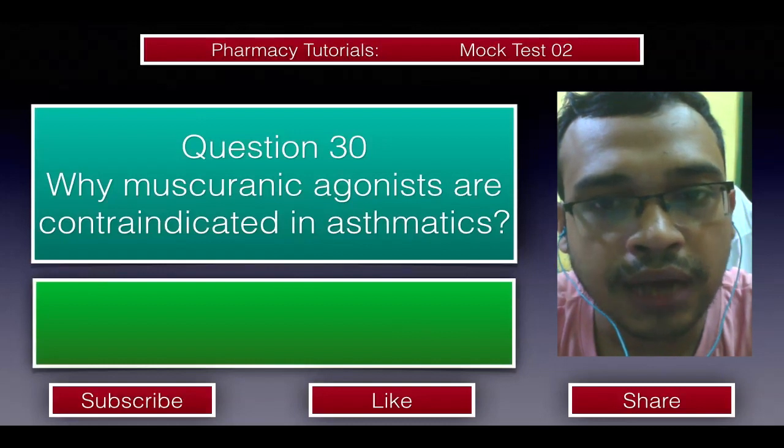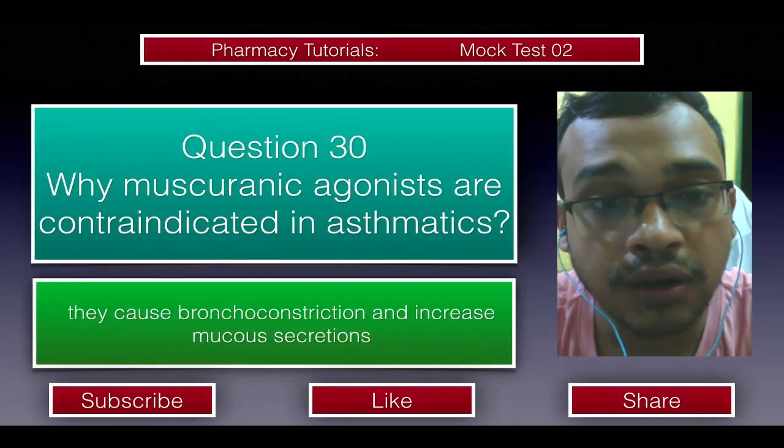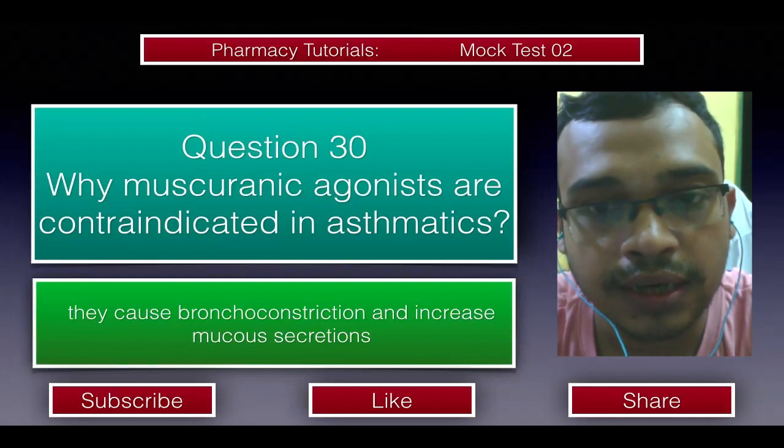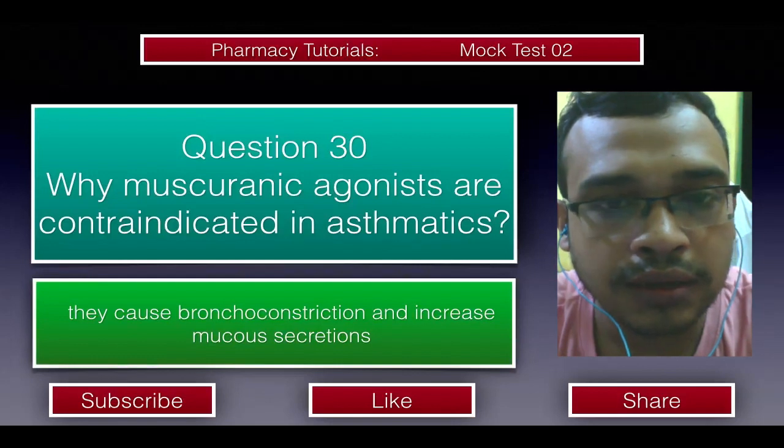Why are muscarinic agonists contraindicated in asthmatics? Because they cause bronchoconstriction and increase mucus secretion. That is why they are contraindicated in asthmatics. Let's see the next question.